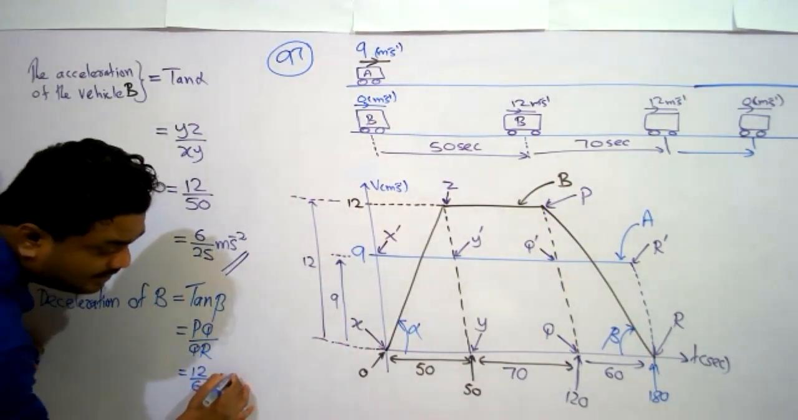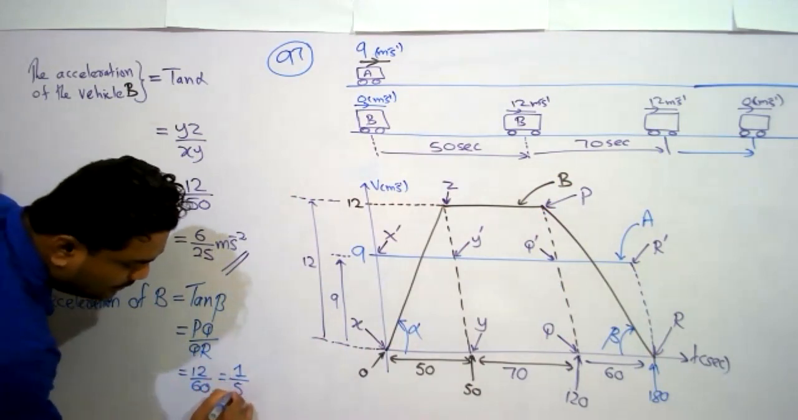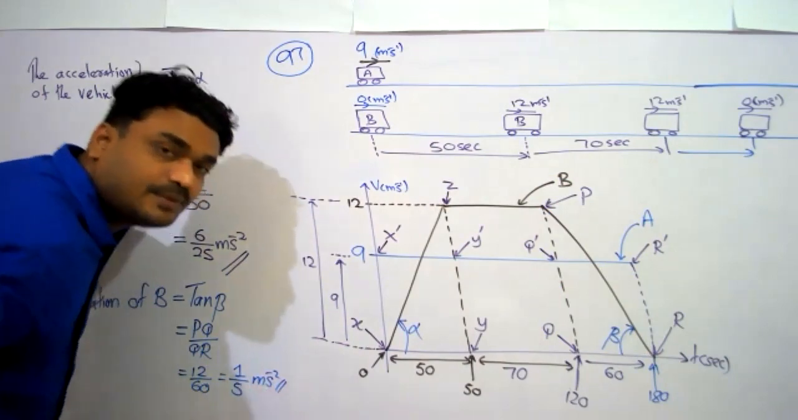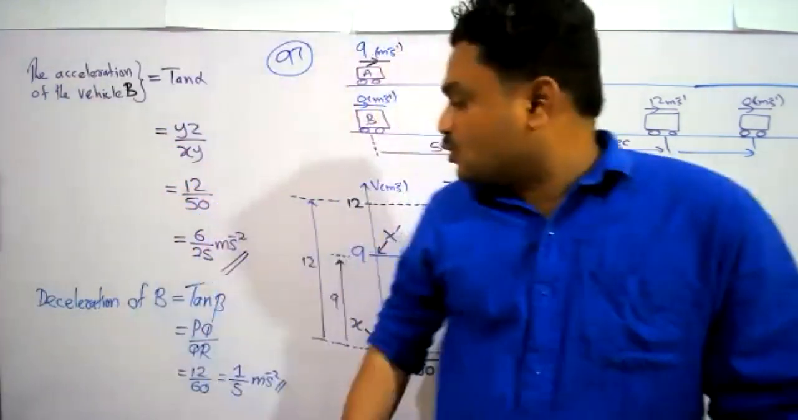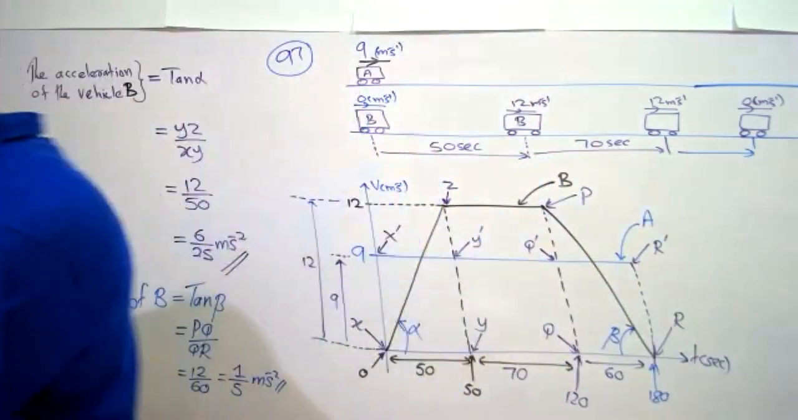12 divided by 60. 12 divided by 12 is 1, 60 divided by 12 is 5. So the deceleration is 1 over 5 meter per square second. Who got this deceleration answer correctly? Lamai, who got this answer?